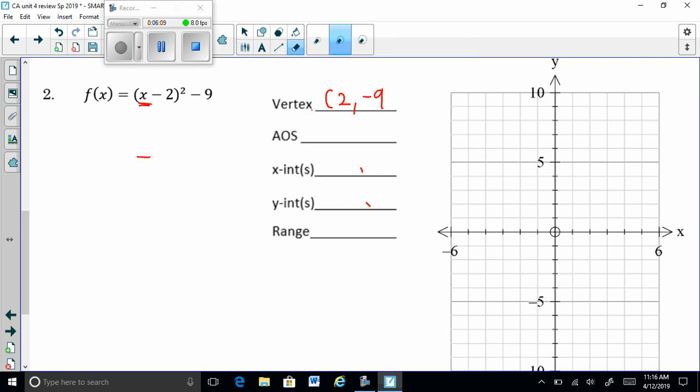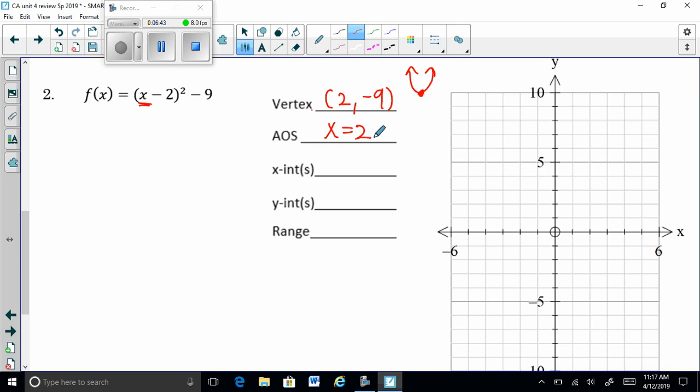Now, this example is a little different than the last one because that will actually be the lowest point that I could possibly have on my graph. Because now if I plug in anything other than 2, it's going to get squared. So whether the parentheses is positive or negative, I'm going to end up with a positive number, which then is going to combine with this minus 9. So really, I have nowhere to go but up from there. And so the vertex is right there. It's going to be that lowest point, so it's going to open up. Axis of symmetry is x equals 2.